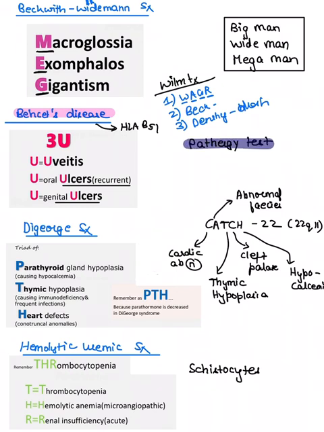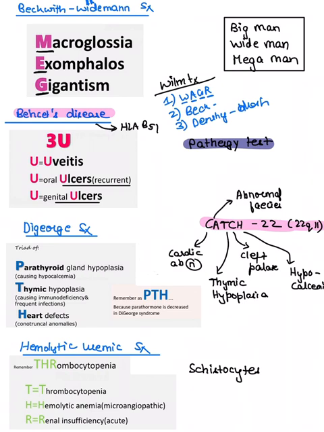Now coming on to the DiGeorge syndrome. So DiGeorge syndrome, what happens? Basically, there is parathyroid gland hypoplasia and also thymic hypoplasia. So you remember there is a mnemonic CATCH-22. C stands for cardiac abnormality. A stands for abnormal facies. T stands for thymic hypoplasia. C stands for cleft palate, and H stands for hypocalcemia. And 22 because it's located on chromosome 22q11.